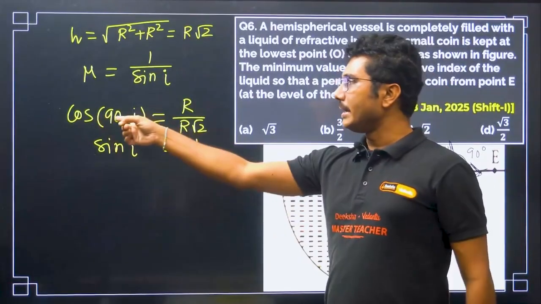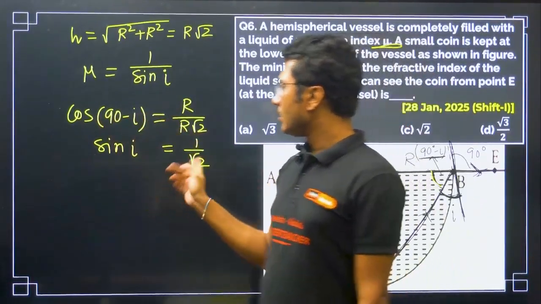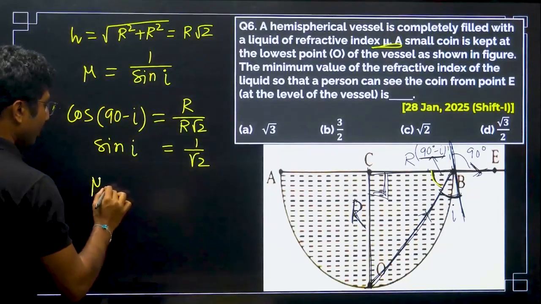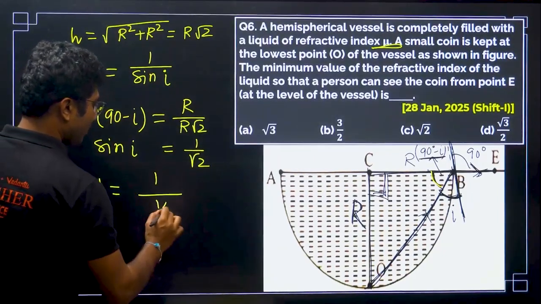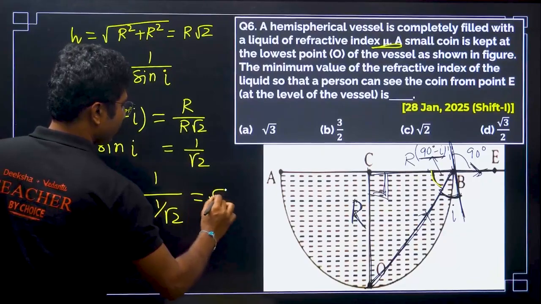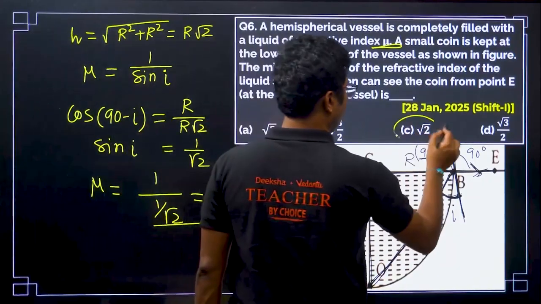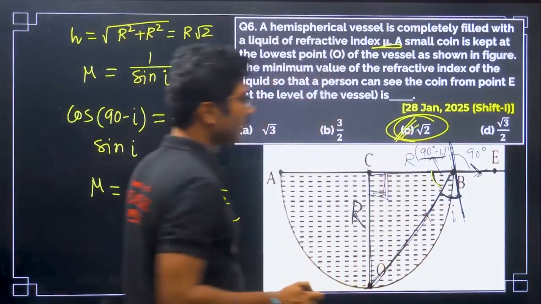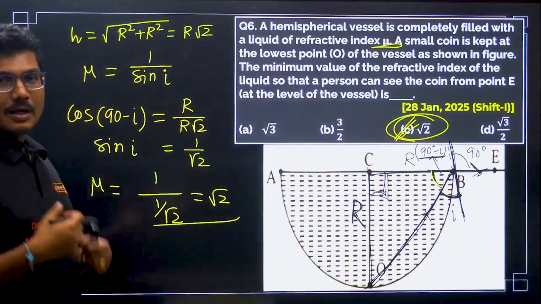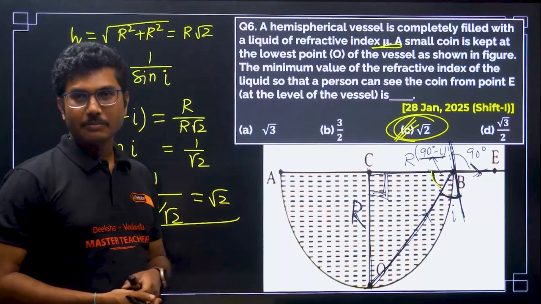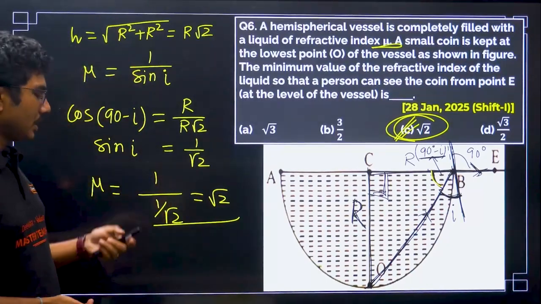So, cos(90 minus theta) is equal to sin theta. Now let us put that value over here. From here we get mu equals 1 by (1 by root 2), that is equal to root 2. So, the refractive index of the medium must be root 2. This is the answer. Slightly tricky. If you do not know how to solve such geometry-based, drawing-based questions, it might be tricky, but mathematically not super difficult.